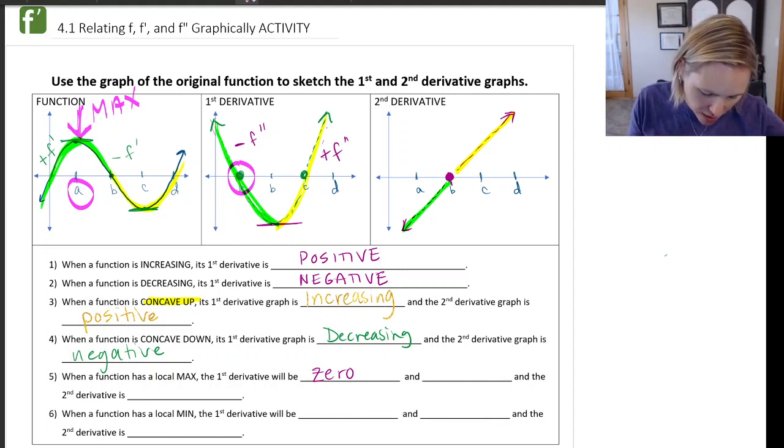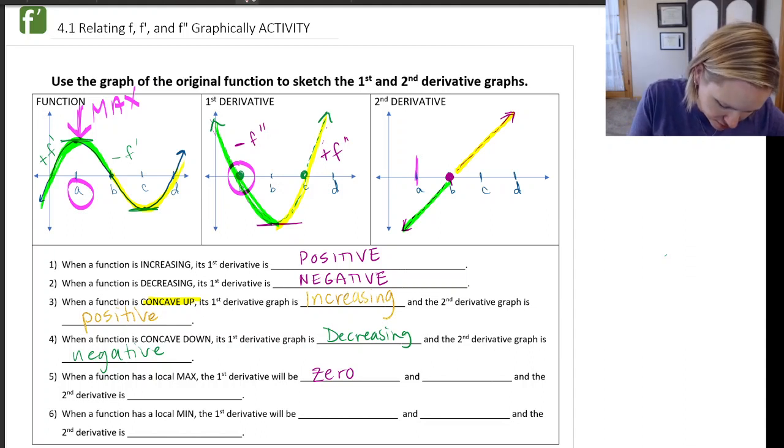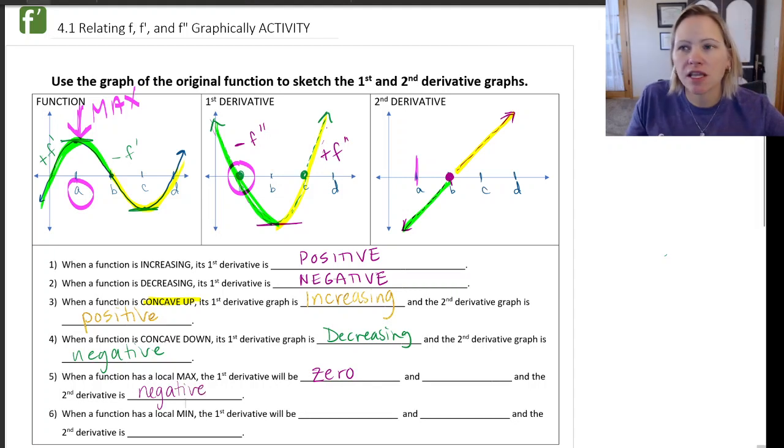And let's see what else is happening. At the local max, the first derivative will be 0. And now there's a second blank that we're going to fill in. We'll come right back to this in just a moment. Let's look at the second derivative right here. The second derivative at point A is going to be negative.